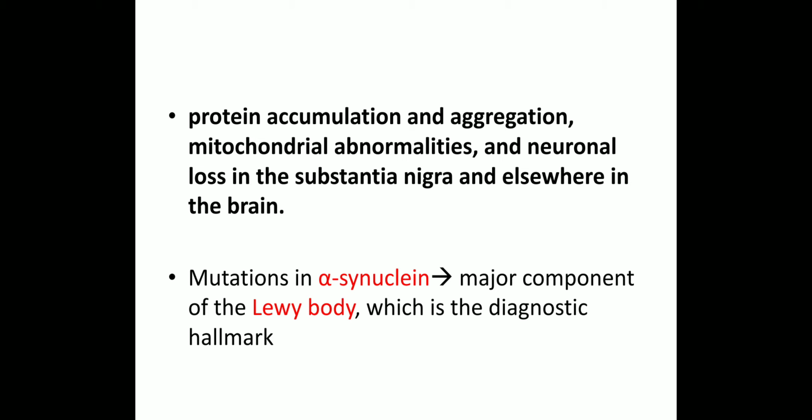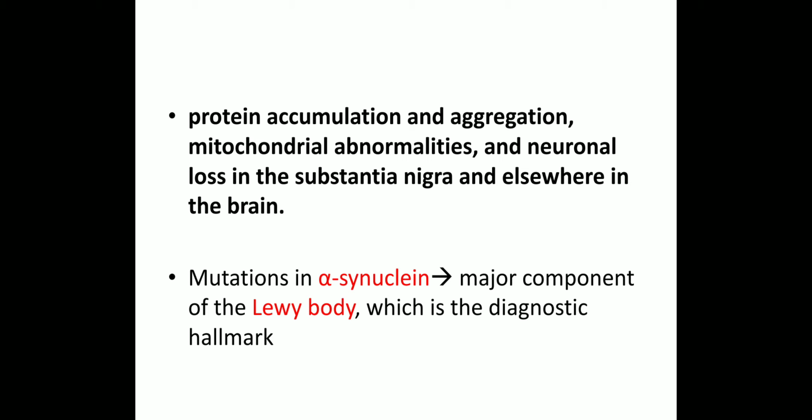Here also there are abnormal proteins accumulating, along with mitochondrial abnormalities and neuronal loss elsewhere in the brain. Everywhere there will be some abnormal proteins depositing. Now coming to the defective protein, that is alpha synuclein mutation. This alpha synuclein is a protein which gets mutated in Parkinsonism.